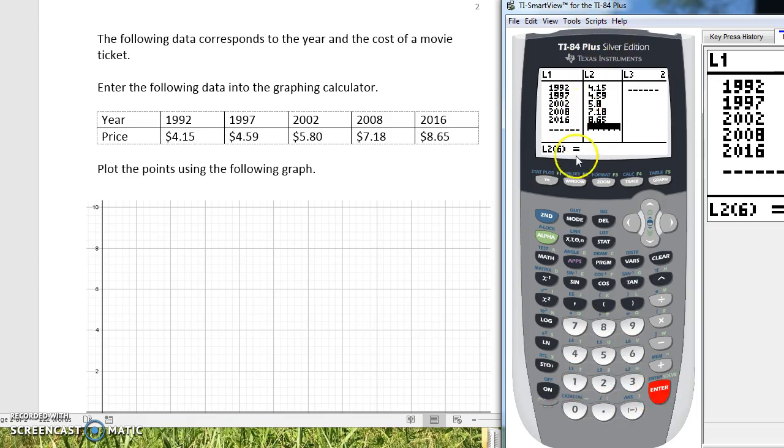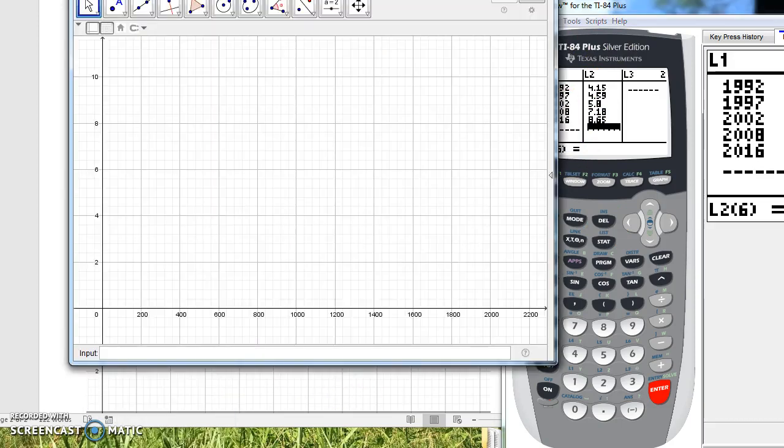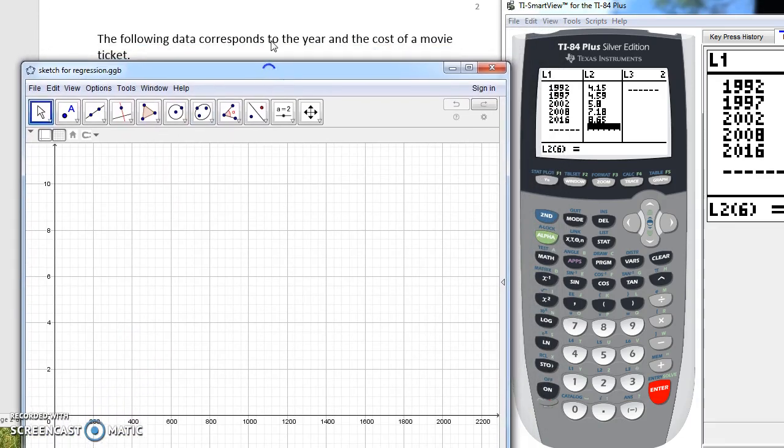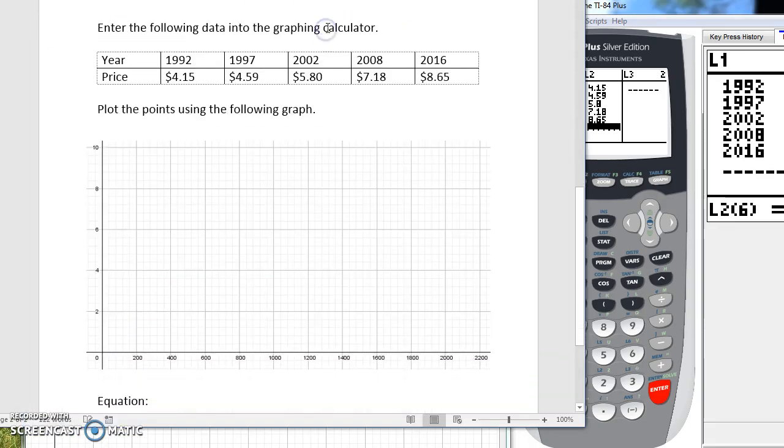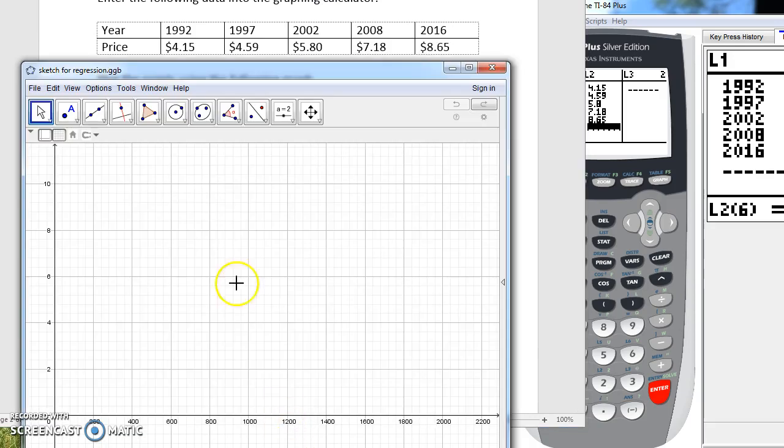All right, just make sure you got your L1 and L2. Do a double check real quick. And then the next thing it does is ask us to plot those points. So let's go ahead and do that. So there's my plots right here, and I'm going to move this down a little bit so I can see both these at the same time.